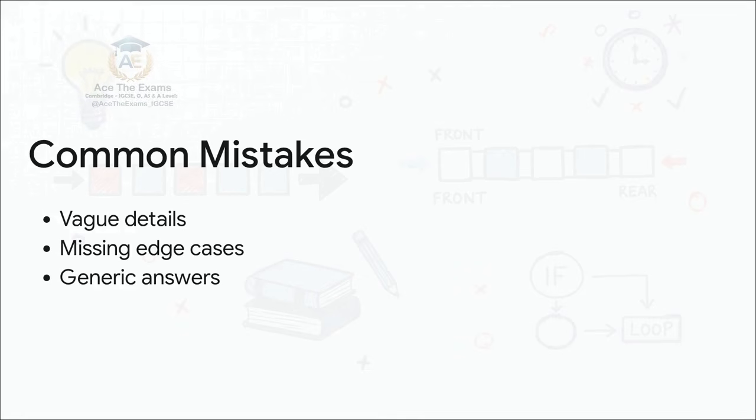Second, forgetting boundary conditions and edge cases. This is where Sam always messes up. What happens when you try to dequeue an item from a completely empty queue? If your code doesn't have an IF statement checking for that underflow, the whole system crashes, and so does your grade. And third, perhaps the most fatal error of all, generic answers not linked to the context.